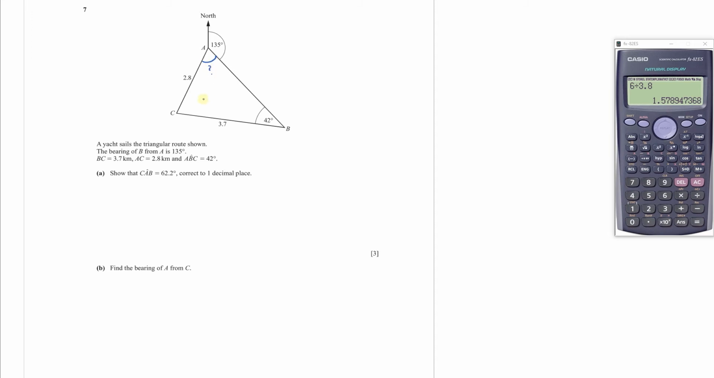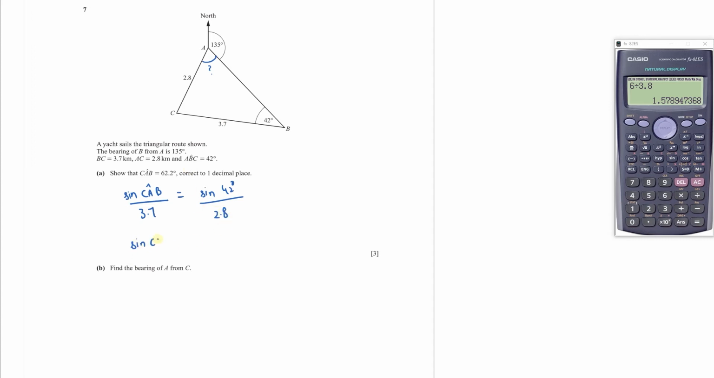This angle is unknown that we have to find, and we also know the length of the side which is opposite to this angle. So we can use the sine rule here. So sine of angle CAB divided by the length opposite, which is 3.7, equals, using this angle and this side, sine of angle ABC, which is 42 degrees, divided by the side opposite, which is 2.8.